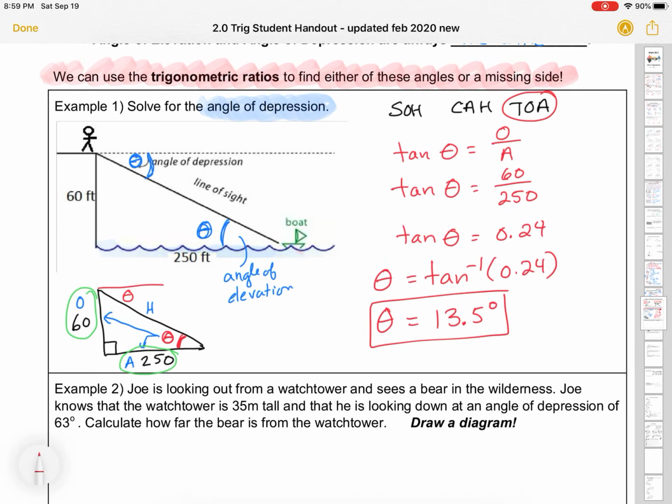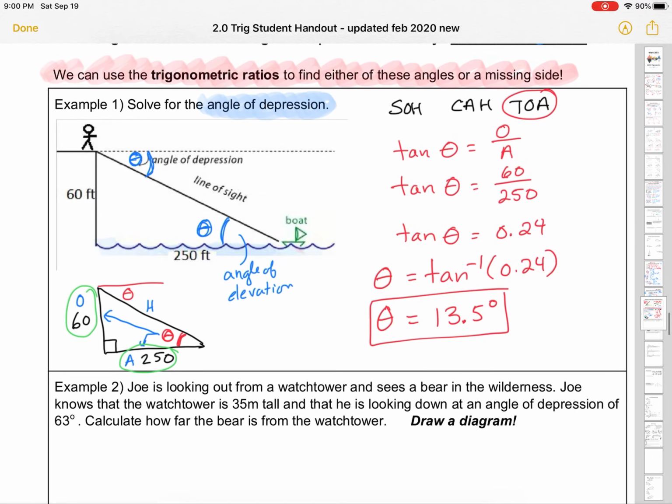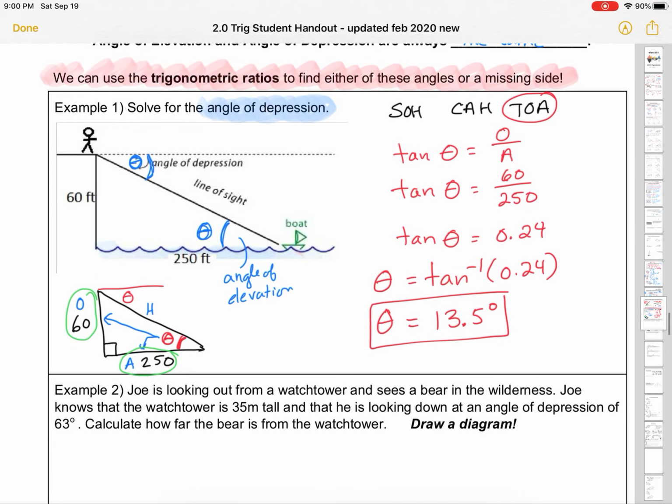Okay? So I like to draw that triangle without all the other stuff in, just so I can kind of deal with it. If you said, I can see the triangle and I can circle it on the original diagram, you're welcome to do that. I don't need to transfer the units over because trig is a ratio, so the units are going to cancel out anyways.